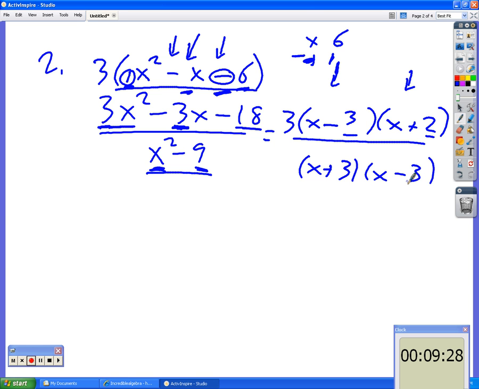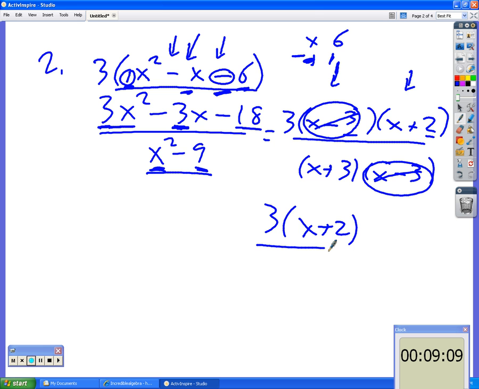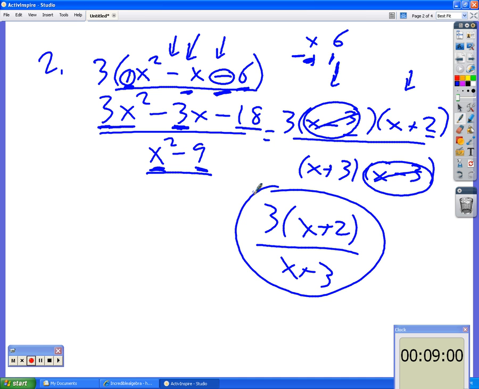Again, what cancels? The x minus 3 here and the x minus 3 here are exactly the same, so they cancel out. Nothing else cancels. With binomials, it's all of the binomial or none of the binomial, so it's none. What's left is 3 on top times x plus 2 on top over x plus 3 on the bottom. And that is our answer for that problem: factor the top and the bottom and cancel.